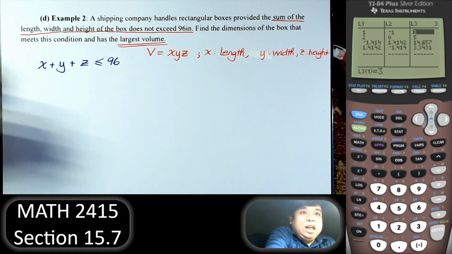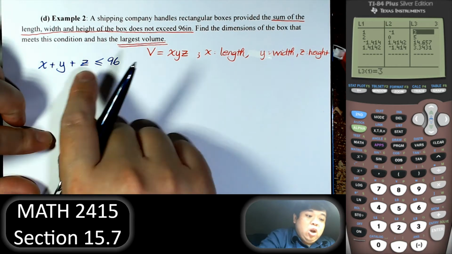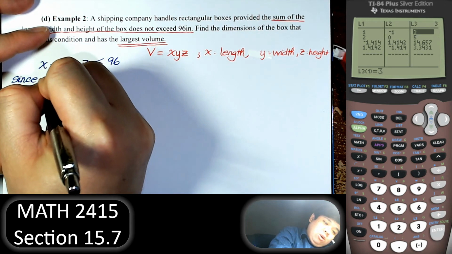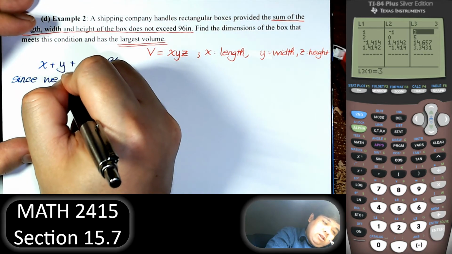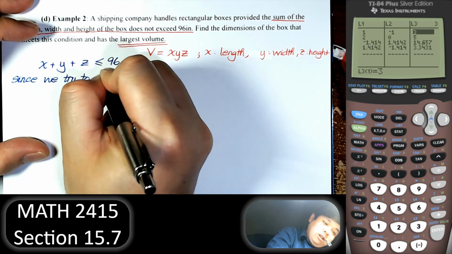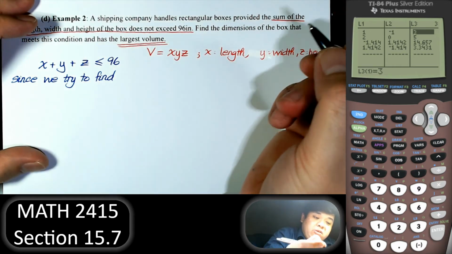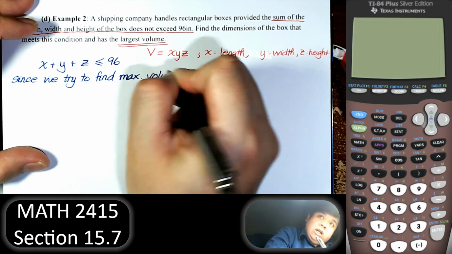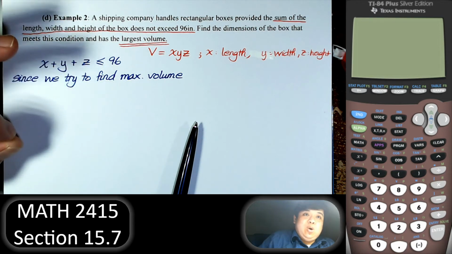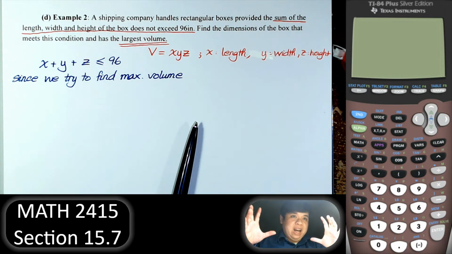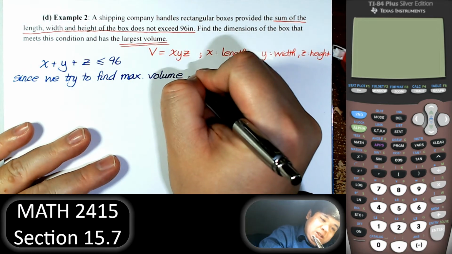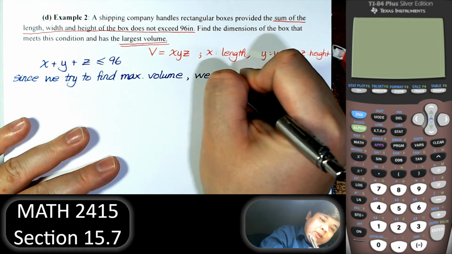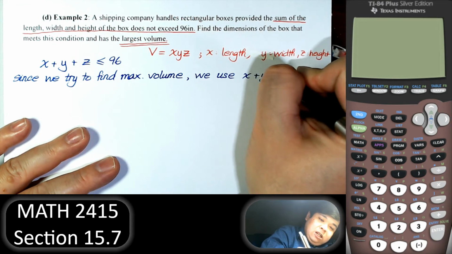However, if we want to have the maximum volume, we should use the whole 96, right? Let me write that out. Since we try to find the box with the maximum volume, we should let x plus y plus z equal 96. So we take the maximum number we can get, 96, for x, y, and z.